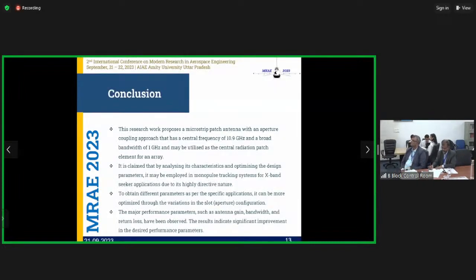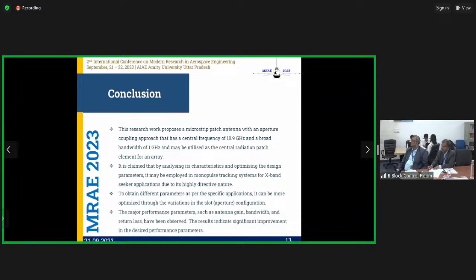This is my conclusion. This research work presents a multi-layer patch antenna with aperture coupling approach that works on 10.9 gigahertz, having a broad bandwidth of 1 gigahertz. It is claimed that by analyzing its characteristics and optimizing the design parameters, it may be employed in monopulse tracking systems for X-band missile seeker applications due to its highly directive nature.